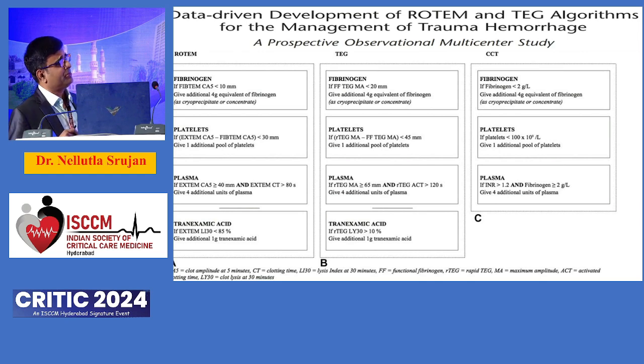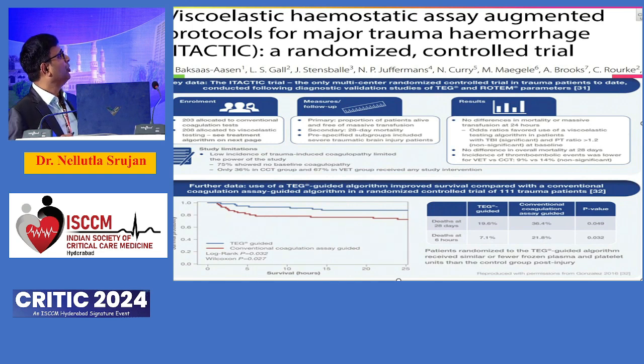Then there was a prospective observational multi-center study where they created a data-driven development of both ROTEM and TEG algorithms for the management of trauma injury, and they set some thresholds for fibrinogen, platelets, and plasma for ROTEM, TEG, and the common. These studies definitely did not improve the survival, but they helped us in improving the morbidity of the patients. The only important study is the ITACTIC study.